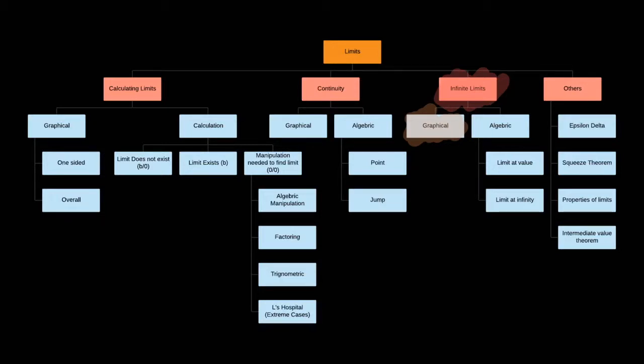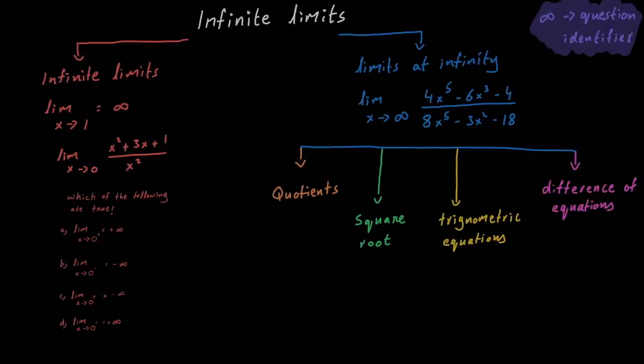So we have already covered the graphical side of infinite limits. In this video and the couple of next, we will go over the algebraic side. As we have already seen in the graphical side, there are two types of infinite limits. One is when x approaches a certain value and y approaches infinity, and the second one is when x approaches infinity and y approaches a certain value. Let's look at the algebraic questions for each.